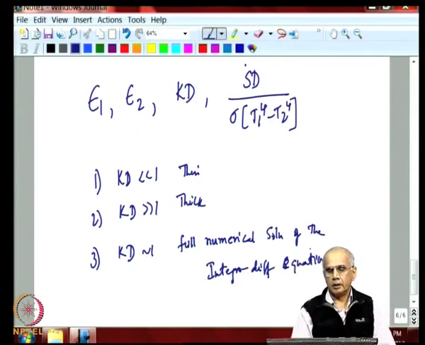But this solution can only be interpreted after you have understood the thin and thick limits, because of the complex interaction between the relative importance of internal heat source versus the wall flux, the optical depth of the medium, and the wall emissivities. So, this has to be kept in mind when looking at such problems.